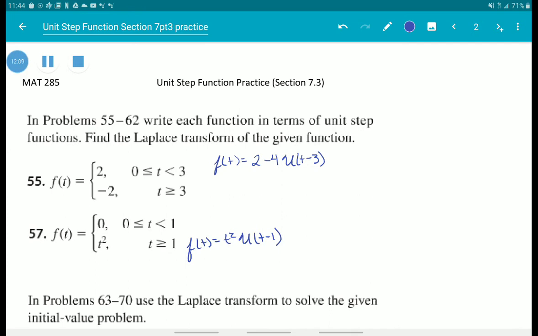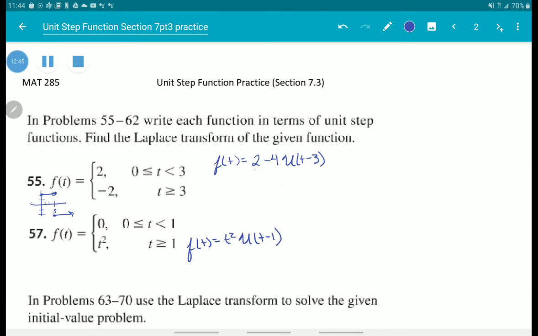So I want to do a couple more of those, finding the Laplace of a function that's written in terms of the unit step function. We actually solved these two problems. I don't remember if it was this video or the previous video, but we took this and we wrote it in terms of the unit step function. So just to kind of recap that, this function, if we were to graph it, I'm going to draw it over here, starts at 2. And then is 2 up to 3. And then once we hit 3, it jumps down to negative 2.